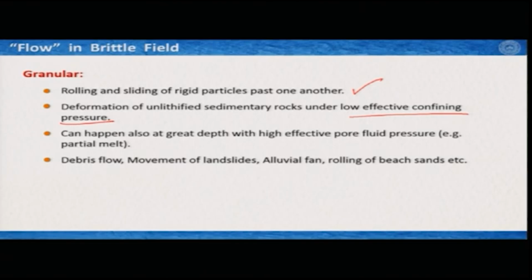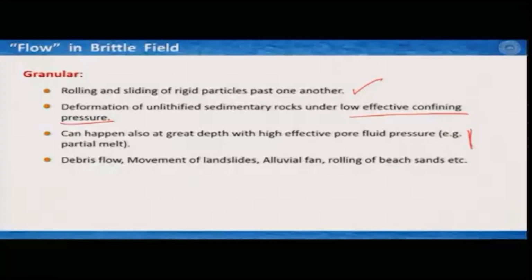However, it can also happen at great depth, where the effective pressure is also reduced if we have a good volume of partial melt in the system. As we have learnt in one of the previous lectures, if we have pore pressure significant compared to the confining pressure, then the effective confining pressure reduces. You can consider this as very low effective confining pressure, and that can happen when you have a rock with partially molten features.